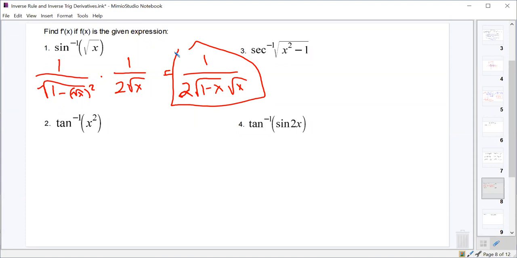Wait, is it a rule that when you multiply radicals together, you can multiply the stuff in them together under one radical? Yeah, you could. So if you wanted to make this 1 over 2 root x minus x squared, you could, or x times 1 minus x. That would be fine also. But this answer is also fine. Either way, I'd be fine with either. Good or no?